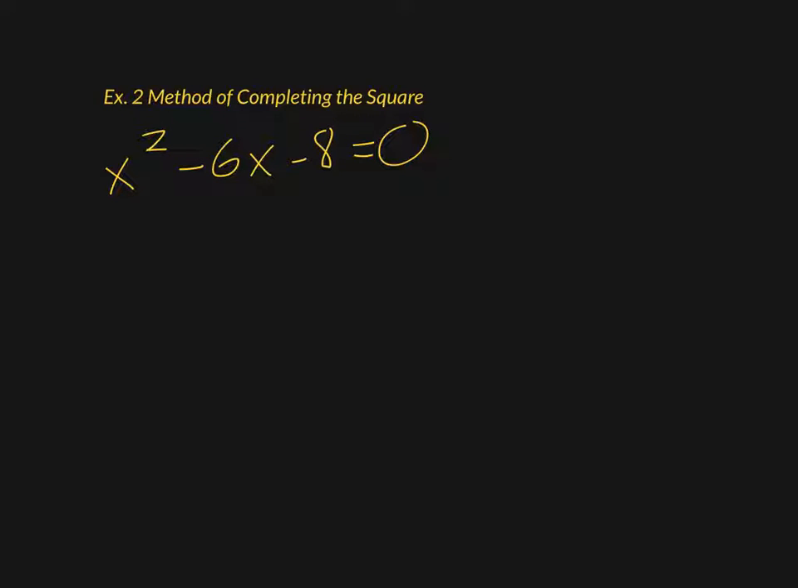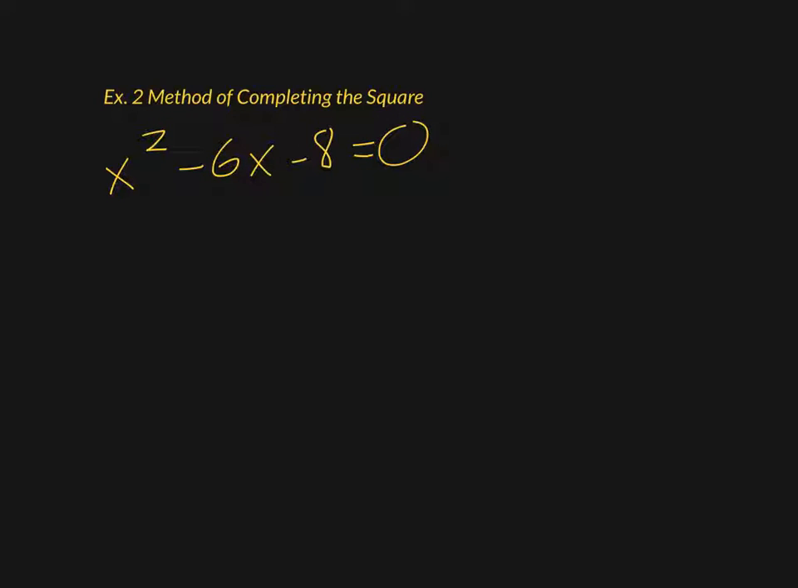Alright, example 2 gets into why we do the method of completing the square, which we really didn't talk about in class, but it's actually kind of really neat to look at. If you look at example 2 in your textbook on page 232, it actually goes over it really well. So take a look at this example here. We've got x squared minus 6x minus 8 equals 0.